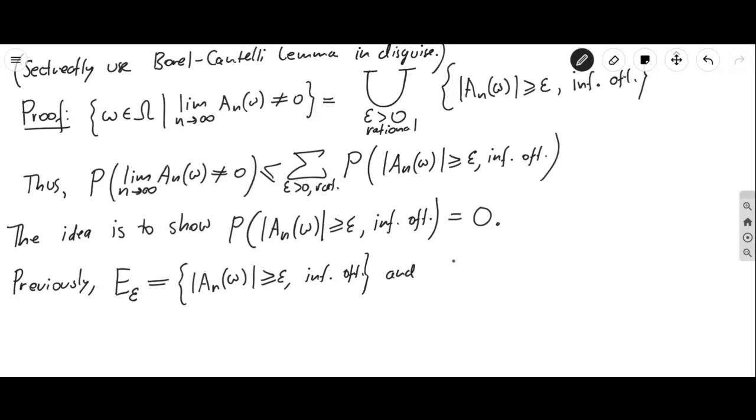And we're going to define another event, which is somewhat similar. We're going to call this one n subscript epsilon. And this is going to be almost the same thing with a small adjustment, that this is bigger than epsilon. And let me get rid of this n. This should be i, for some integer i greater than or equal to n.